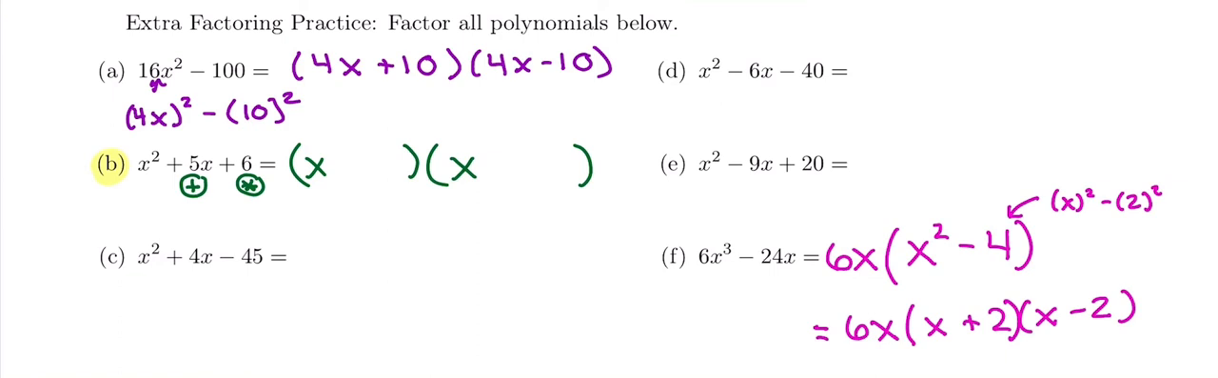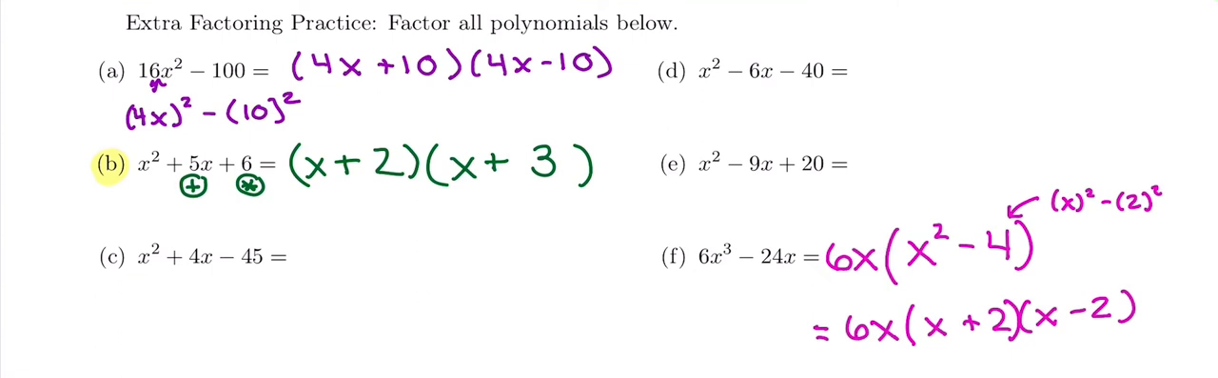So it must be a positive times a positive to multiply to be a positive 6 and add up to be a positive 5. So thinking of factors of 6, we could use 6 and 1, but 6 plus 1 is 7, so that doesn't work. So other factors of 6 could be 2 and 3, and 2 plus 3 is 5, so that must be the one. x plus 2, x plus 3.